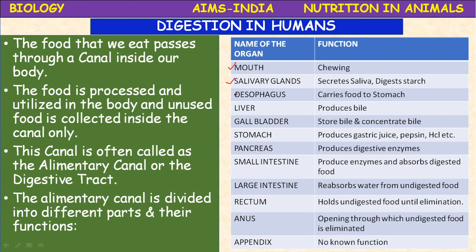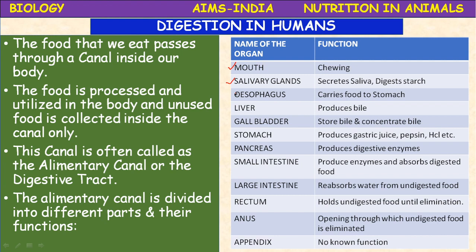Inside the oral cavity or mouth itself, there are some digestive glands which are called salivary glands. There are 3 pairs of salivary glands present in human beings. So these salivary glands secrete saliva. The main function of this saliva is that it digests starch. The digestion of the food material starts in the mouth itself.